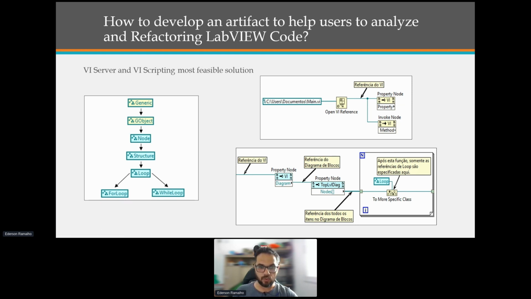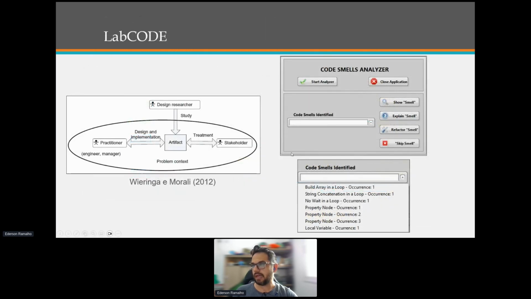So we developed a small tool that we called, in our research, the LabCODE analyzer, which could analyze some codes that we chose during our tasks there. We used this feature that was proposed by these authors, and we have the study done by the researcher.